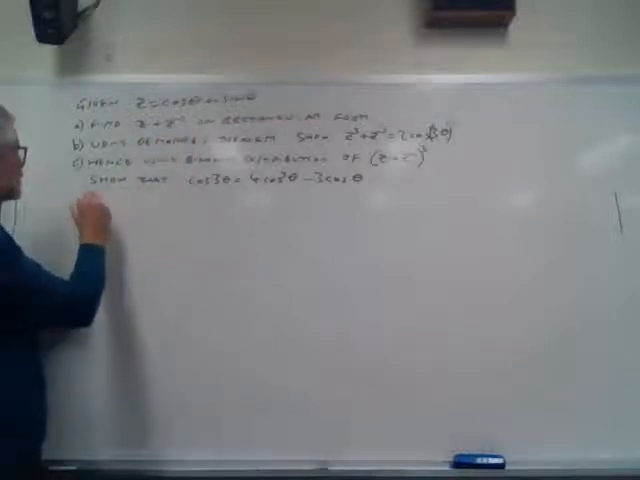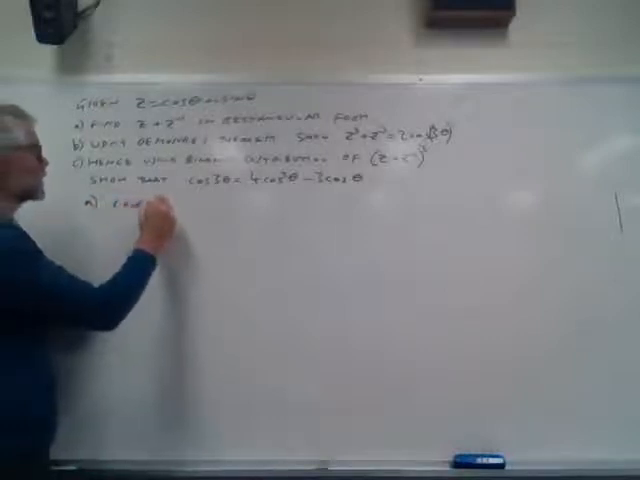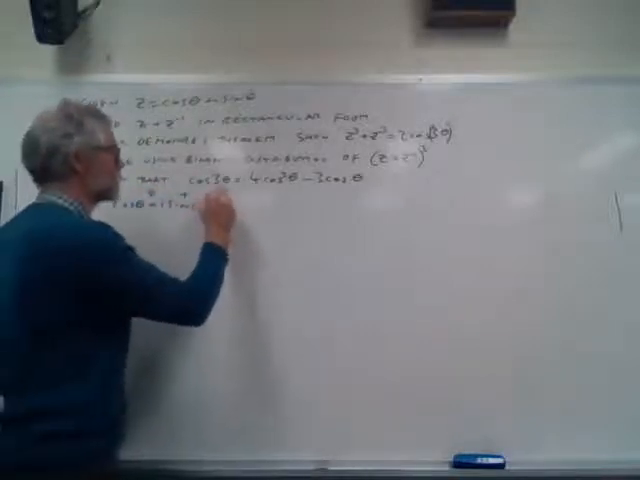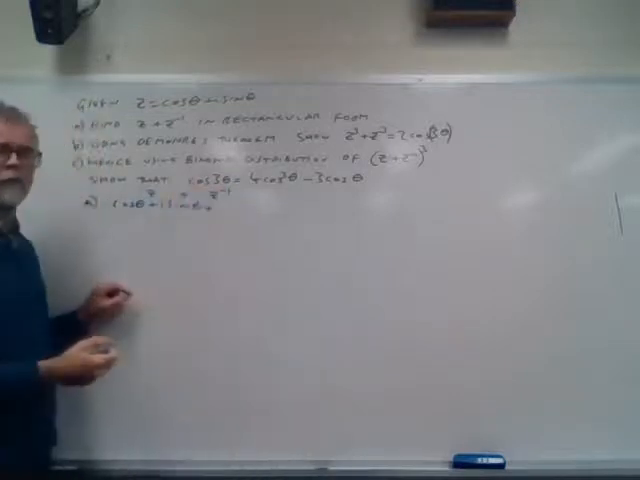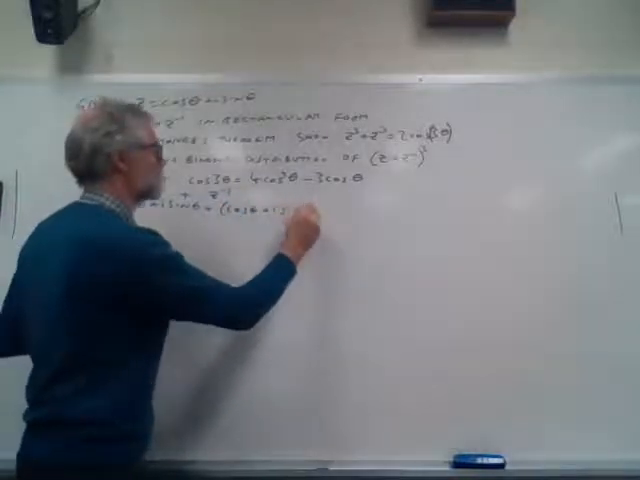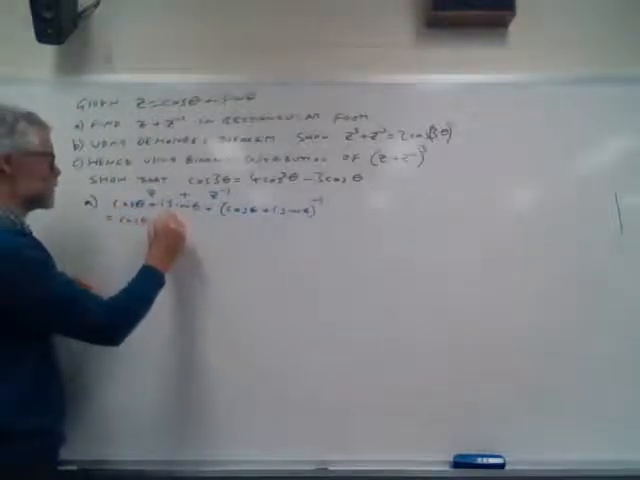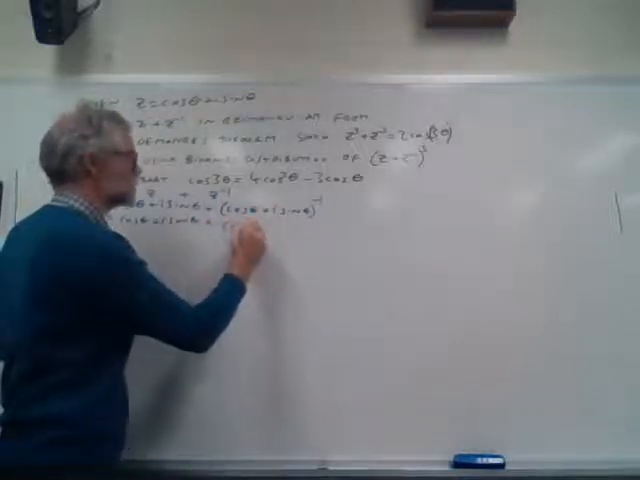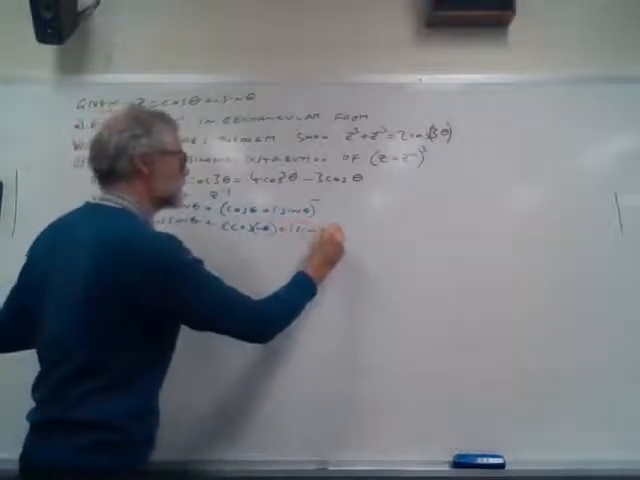So for part A, we've got Z, which is cos theta plus I sine theta, plus Z to the power -1. Well, if I write this out, normally I would just write what it is here, but I'll do cos theta plus I sine theta to the power -1, and that is cos theta plus I sine theta plus, you can just bring that in next to the angle, cos -theta plus I sine -theta.